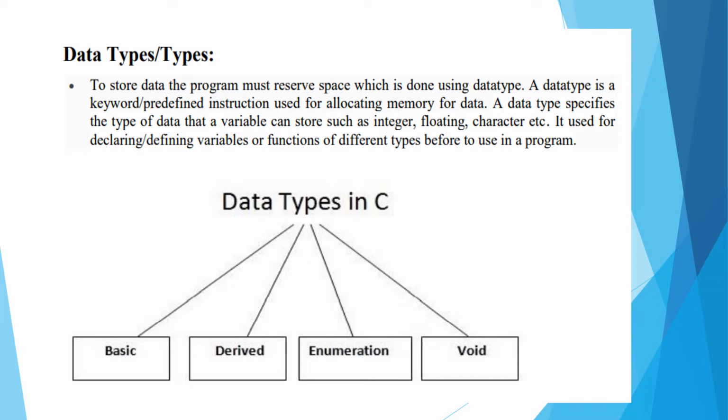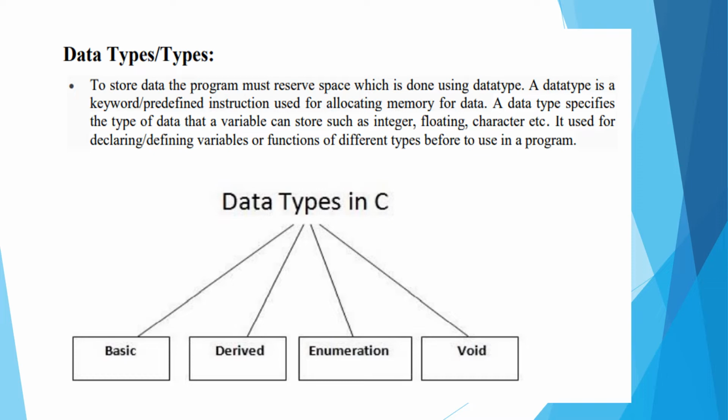Data types. Simply we can call it types. Simply, a data type is what type of data a variable can hold. To store data, the program must reserve a space, which is done by using the data types. In other words, a data type is a keyword or a predefined instruction used for allocating memory for the data.